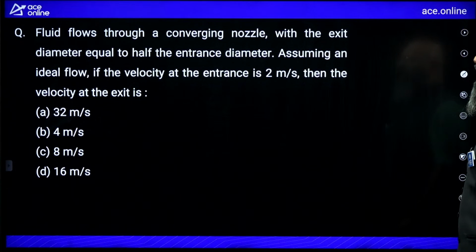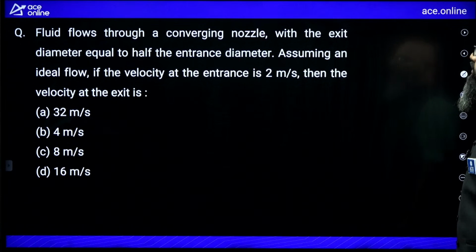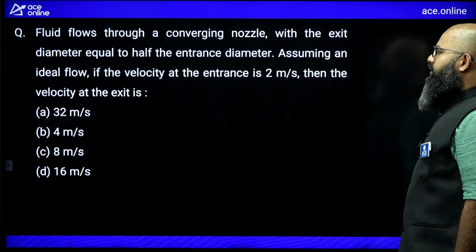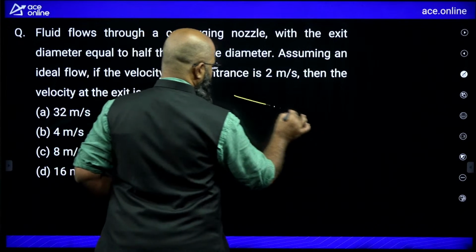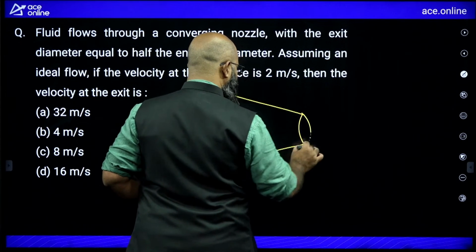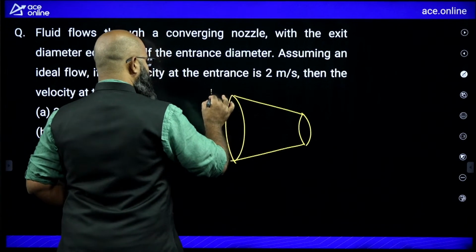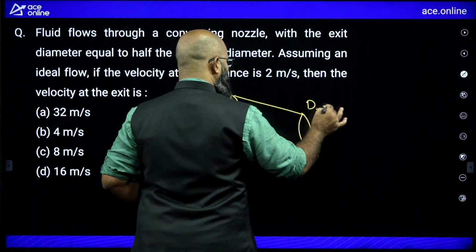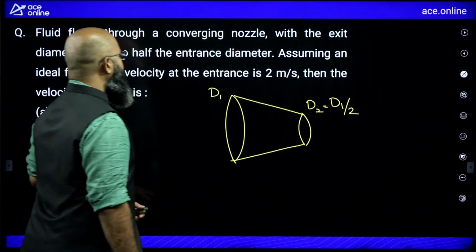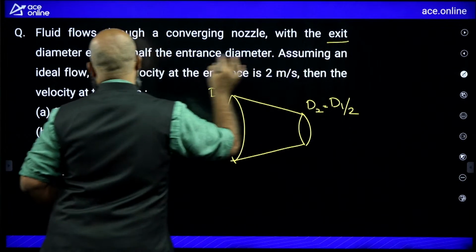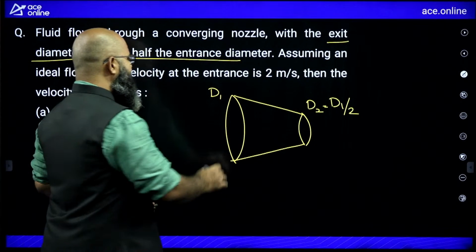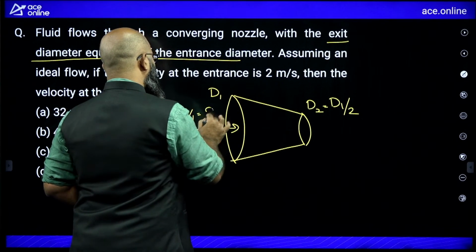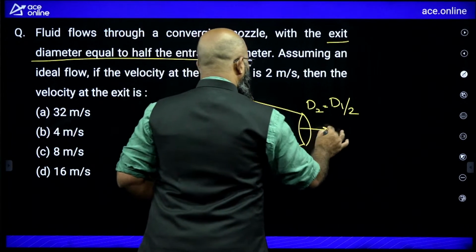Moving further. Now let us take a numerical. Fluid flows through a converging nozzle with the exit diameter equal to half the entrance diameter. Assuming the ideal flow, if the velocity at the entrance is 2 meters per second, then the velocity at exit is equal to how much? Very simple question. You are having a nozzle. This diameter is d1, this diameter is d2, it is equal to d1 by 2. He is saying exit diameter is equal to half the entrance diameter. The velocity at the entrance is equal to 2 meters per second. So V1 is equal to 2 meters per second. What is the value of V2, he is asking.